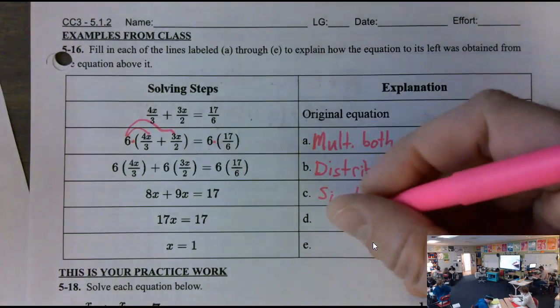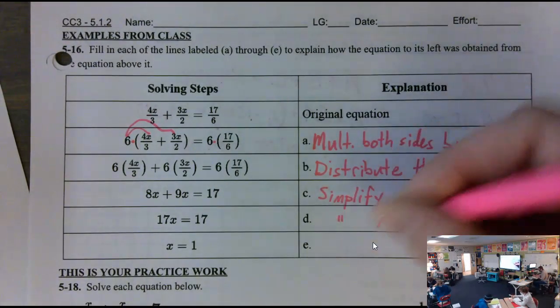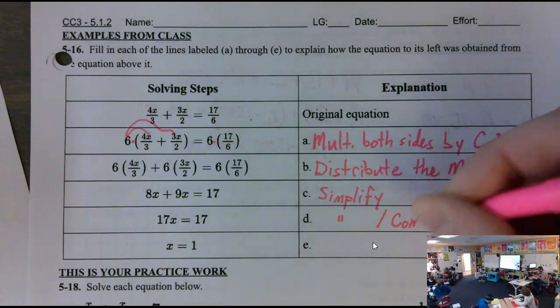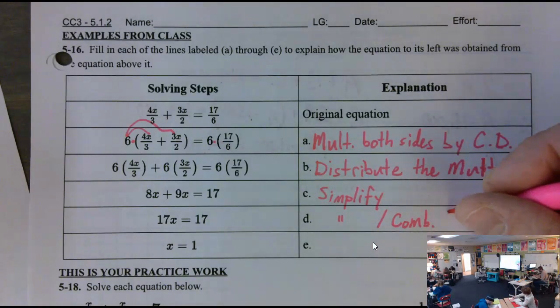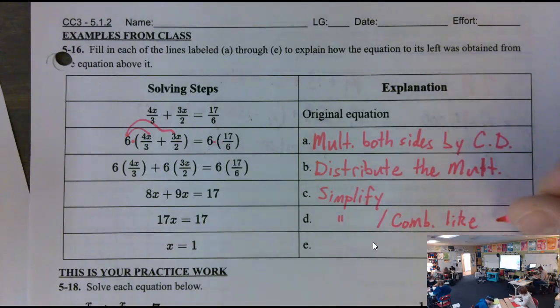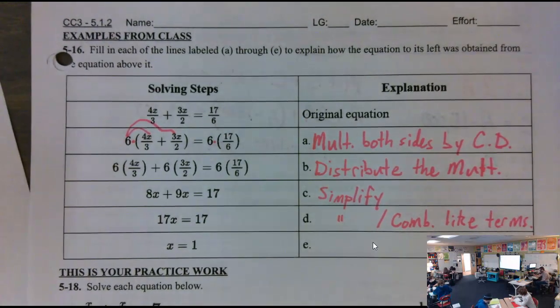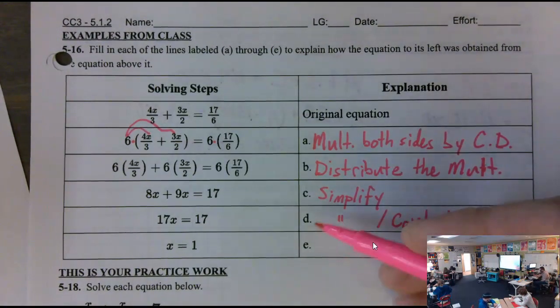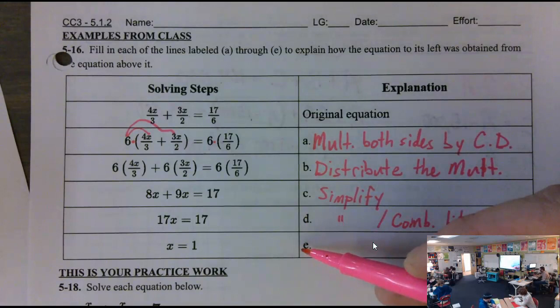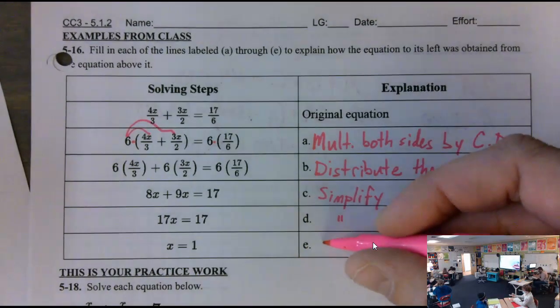And the next one is still simplify, or you could have said combine like terms. You got to comb those like terms together. Get it? Because to abbreviate combine, it's comb. And then what do we do to get from step D to step E? Yeah, divide by 17.